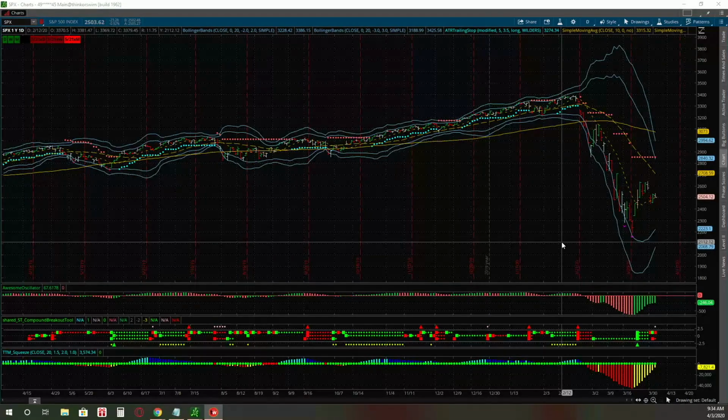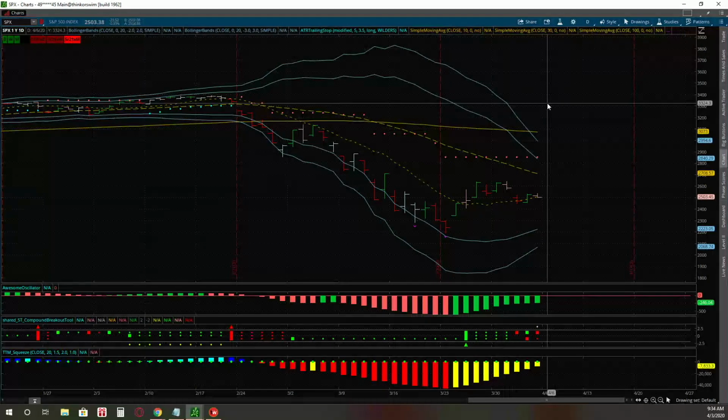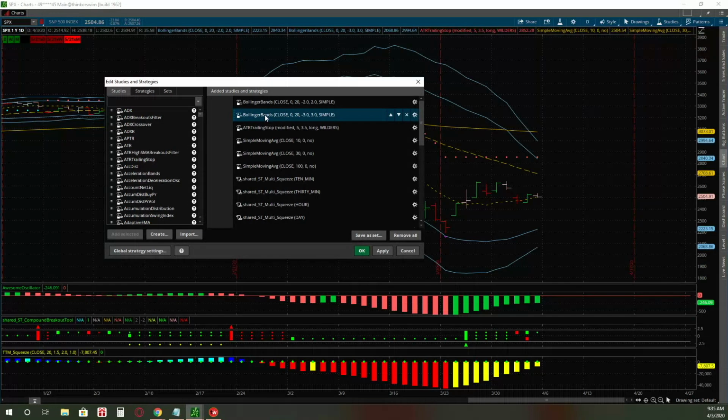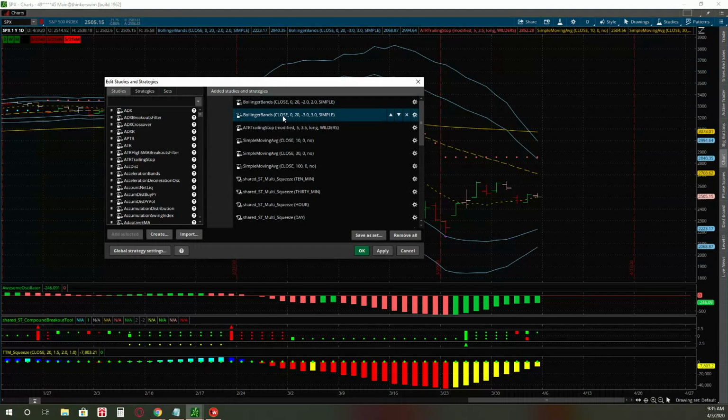What I'm looking to do here is start with the main indicators up here at the top, and then I'll work my way down to these. I'll just start off with SPX here. So starting up at the top, one of the first indicators I've ever had on my charts, and that I use, is the Bollinger Band.